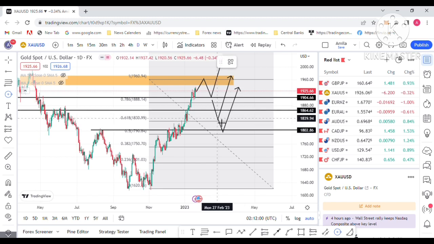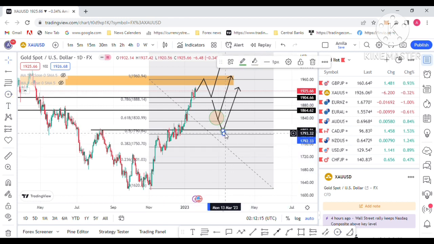So this area, the 0.686 area using Fibonacci, is the strong confirmation area to buy gold. That's my first forecast for gold next week.